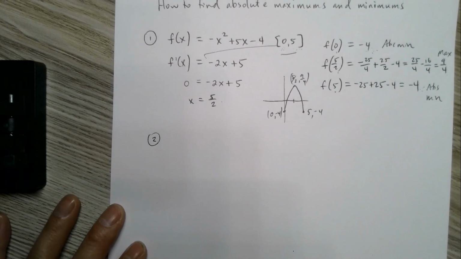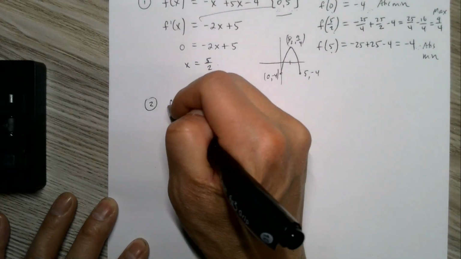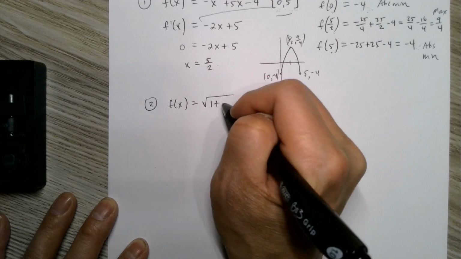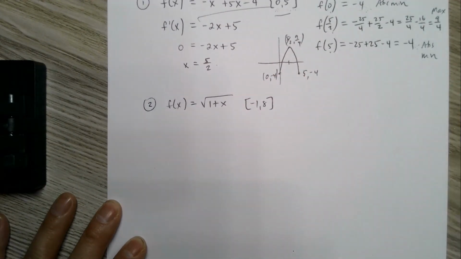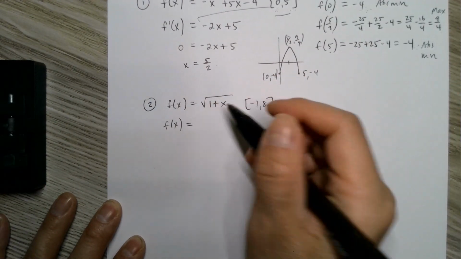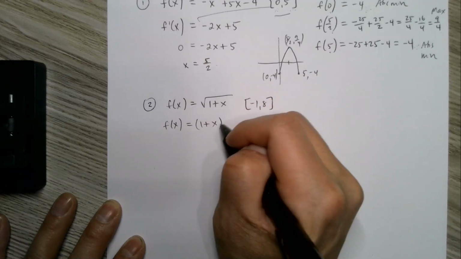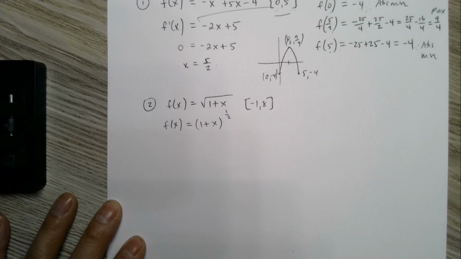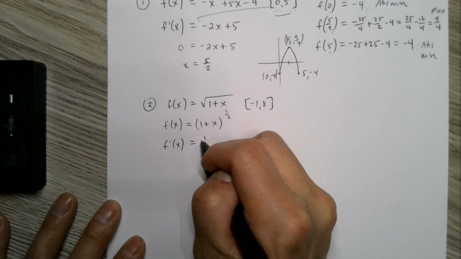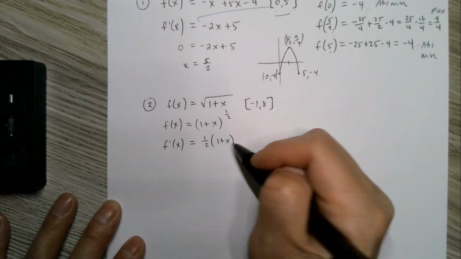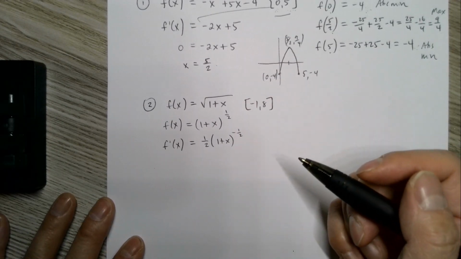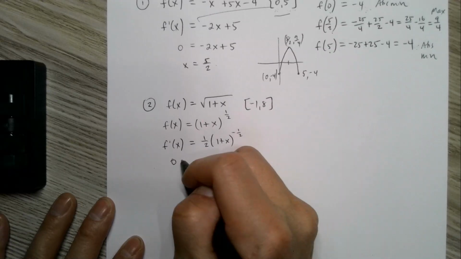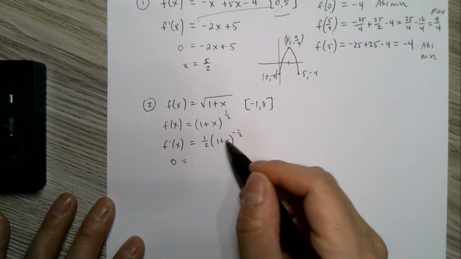Okay, second one we have here is f of x equals the square root of 1 plus x, and we're going to stay within the interval of -1 to 8. First I'm going to rewrite this in exponential form so that we can use the power rule. So using the power rule, the first derivative is 1/2 times 1 plus x to the -1/2 power. And now I set that equal to 0. And I'm going to rewrite this in fraction form.